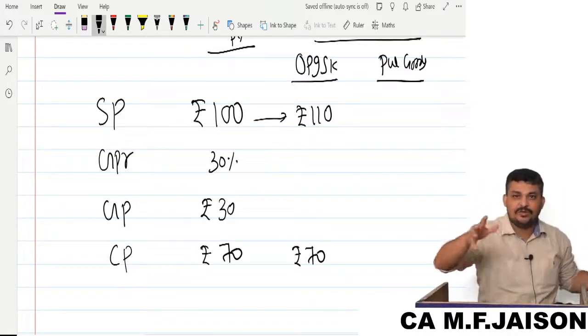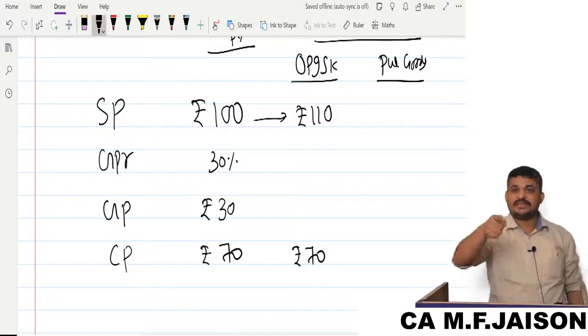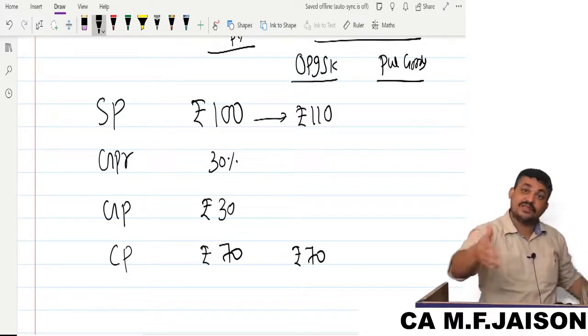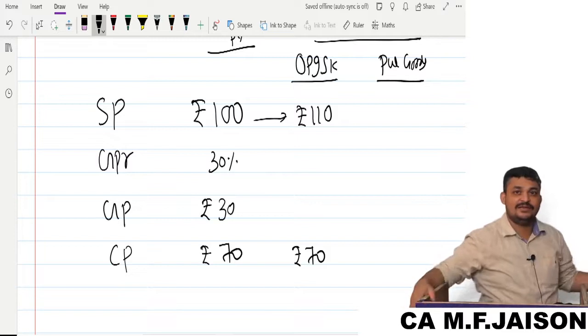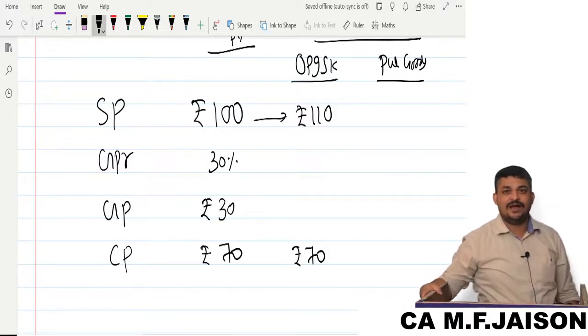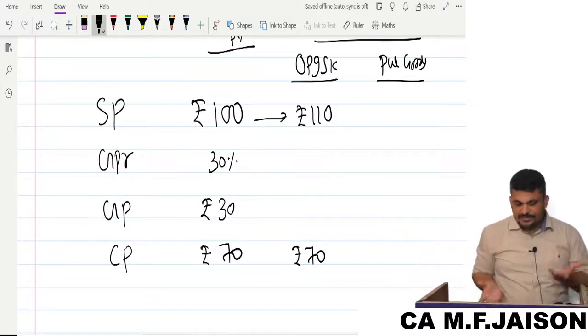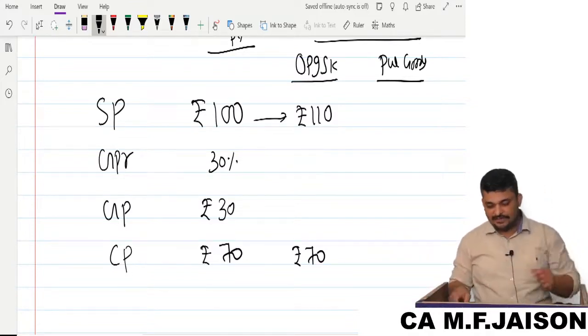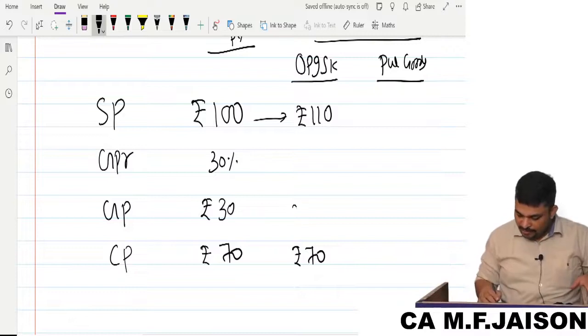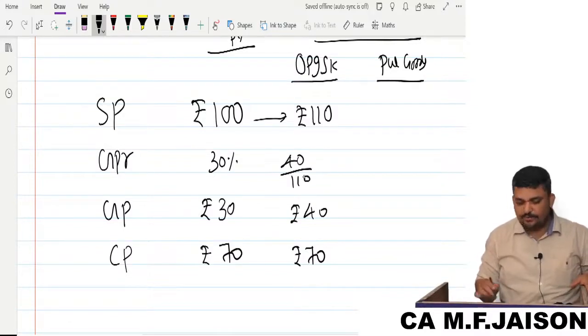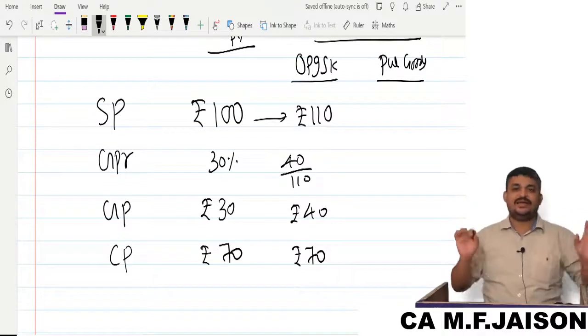Correct? Whatever goods I am buying this year, I should pay extra money. But for whatever goods I already purchased, should I pay extra money? Suddenly petrol price increases; already yesterday I put petrol, should I pay extra? So that's all, the same price, 70 rupees. That is how we understand, my dear friends. So profit is rupees 40, 40 by 110. I don't want to convert to percentage. Let that be 40 by 110.